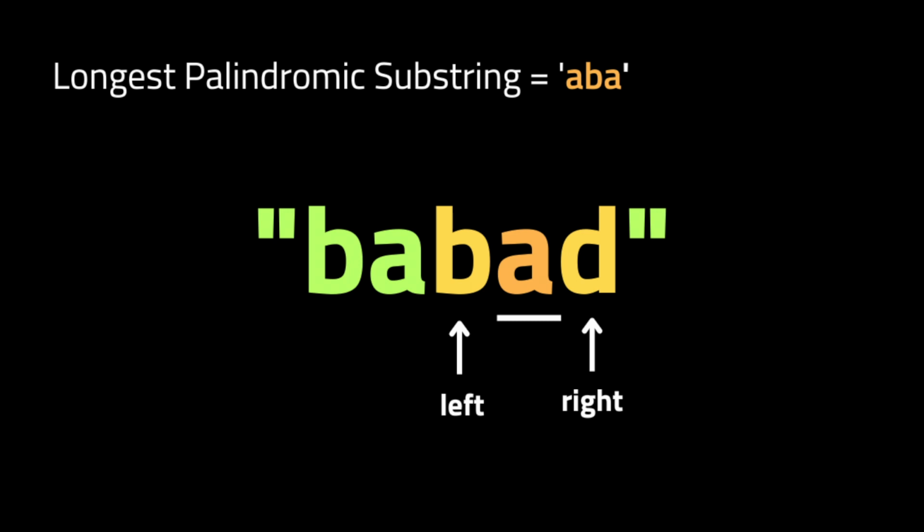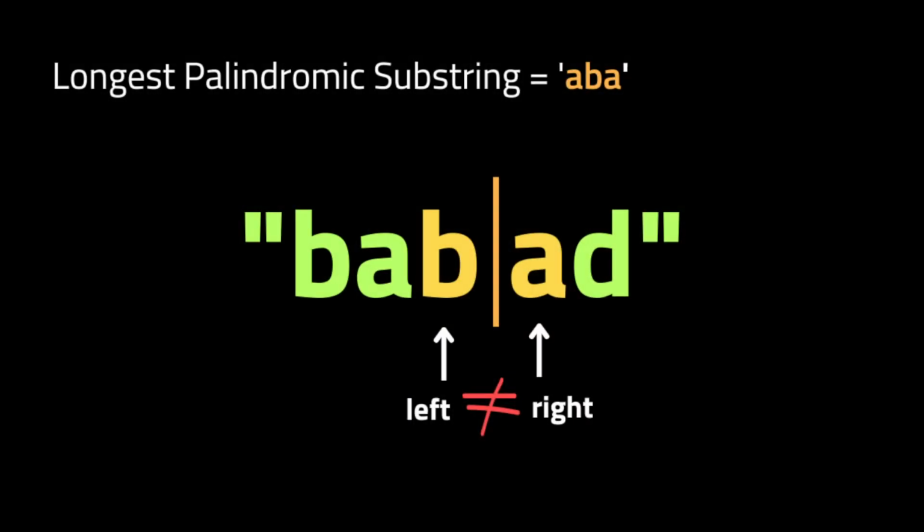Then we will expand around it by pointing the left pointer to the left letter B and the right pointer to the right letter D. So since the two letters are not the same, we're not going to expand around the center and also not updating the longest palindromic substring. Then we check the center between the letter B and A, and the same time we will not have a palindromic substring.